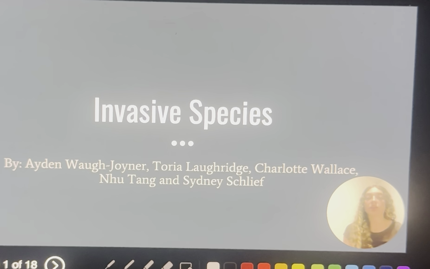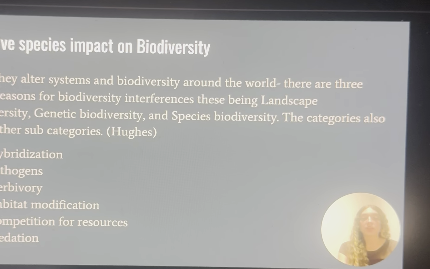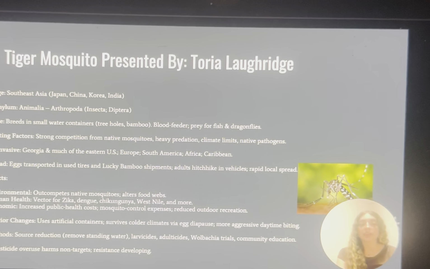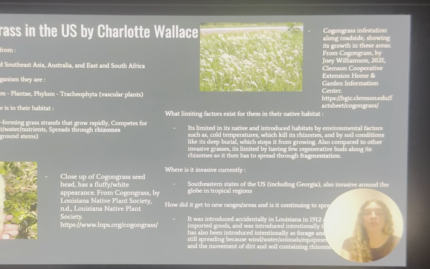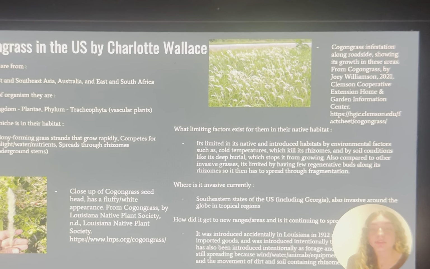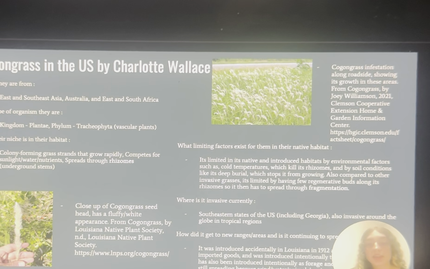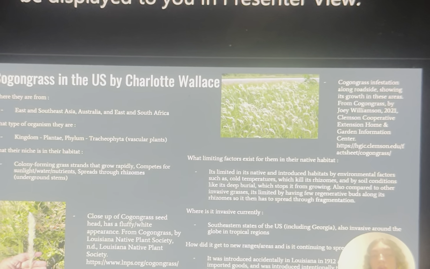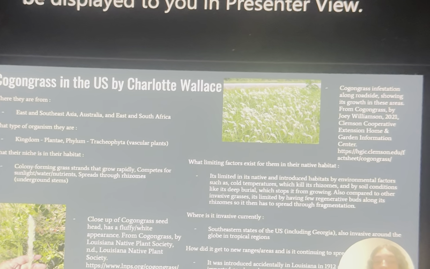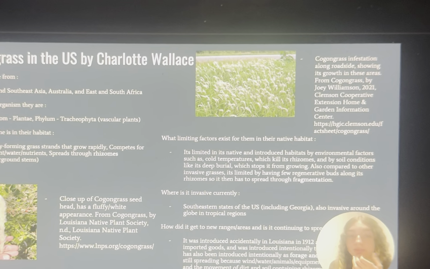And this is our final project on invasive species. So this last one is Kogan grass in the US. Where they're from: East and Southeast Asia, Australia, and East and South Africa. And the type of organism they are is from the kingdom Plantae, and the phylum is Tracheophyta.